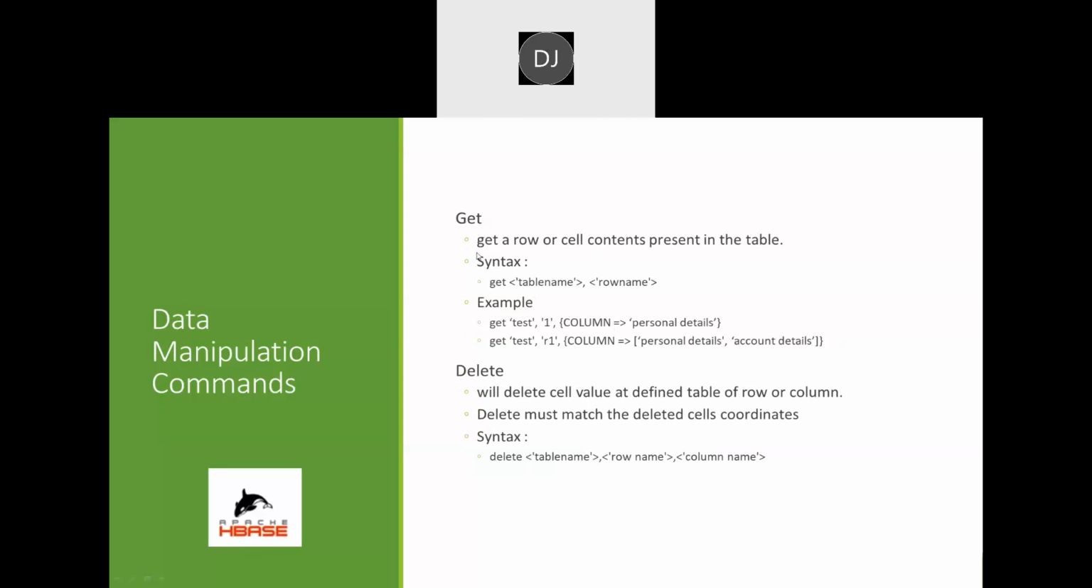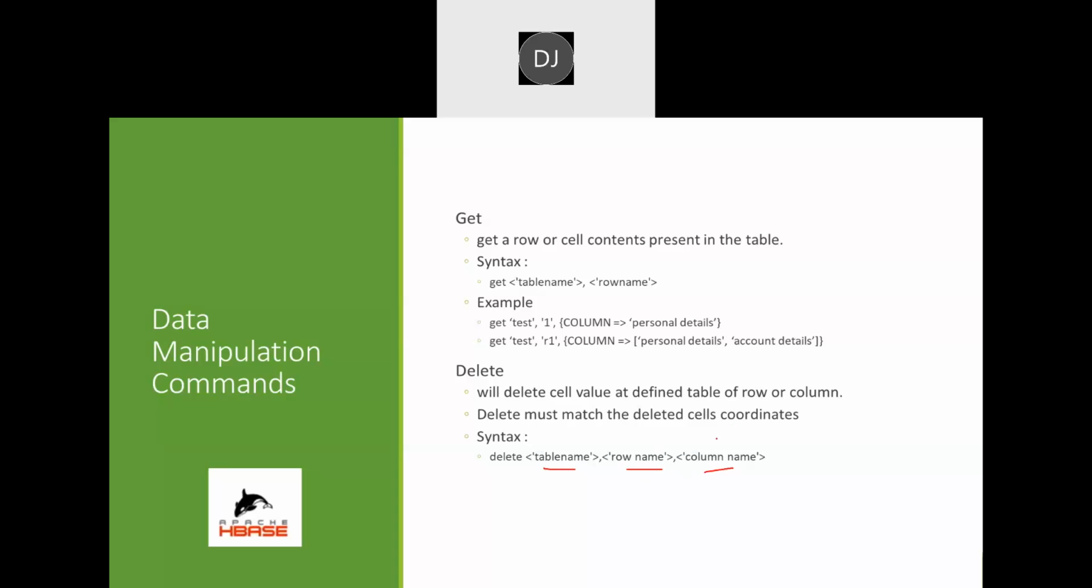And get will be like, you can get the column information, row or cell contents present in the table. If you want to get particular information, as I told, you have to use the filter information. And delete will delete the cell value at the defined table, row or column. So to delete it, you give the table name, row name, and the column family name. You can pass it, or only the row name you give, and that complete row will get deleted. Delete must match all the deleted cells' coordinates. So it should be present. That's what they are saying.